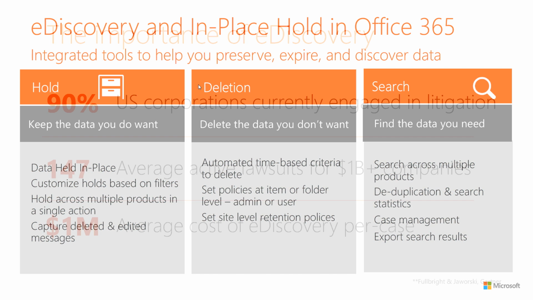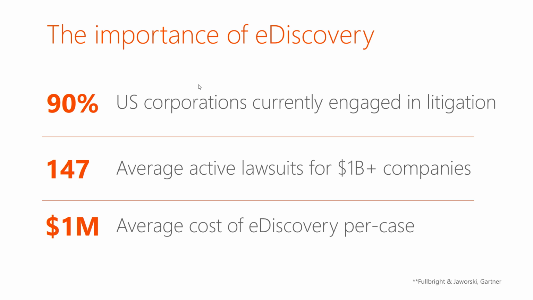So in terms of eDiscovery and why it's so important, these are some statistics from the United States. Of course the data might be a little different here in Europe. But within the US itself, generally at any given time, about 90% of all companies are involved in some form of litigation. And really large companies, those that are worth $1 billion or more, have an average of 147 lawsuits that are ongoing concurrently at any given time. So Microsoft falls into that category.